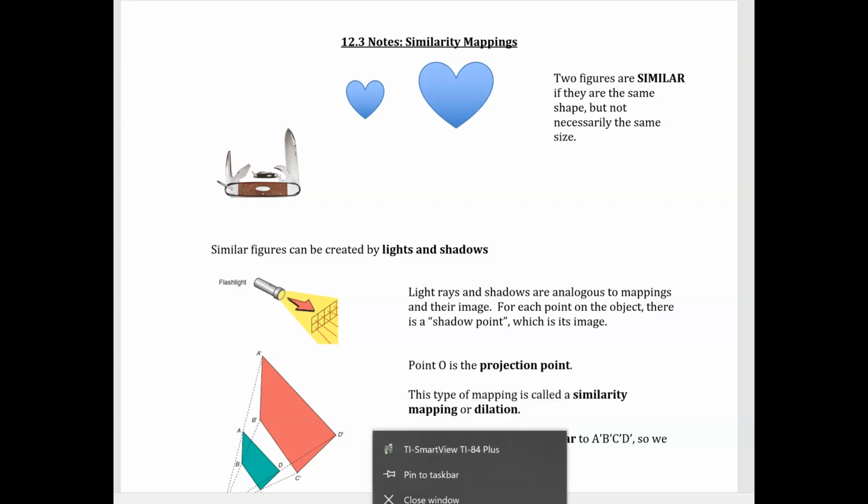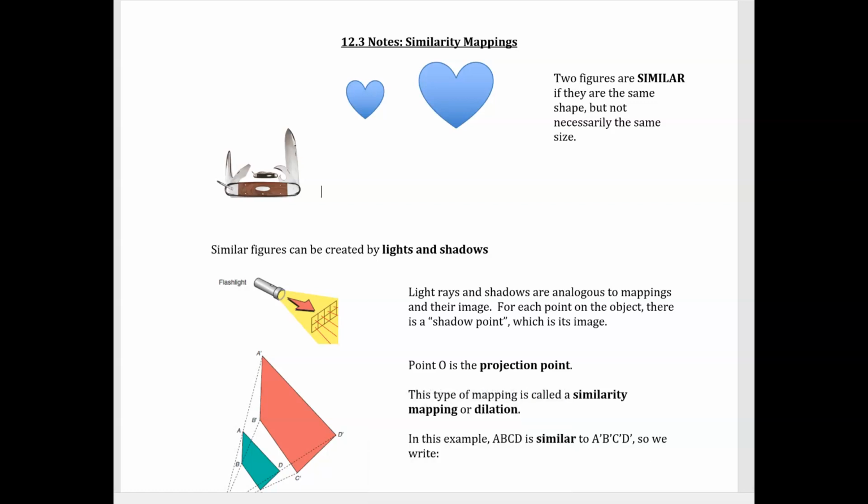Hey there, so this is a video on 12.3, which is on similarity mappings, and similar shapes are shapes that are the same shape but not necessarily the same size. So if you look at the two pictures that you can see here with the heart, we've got a smaller one and a bigger one, and those hearts are the exact same shape but just different sizes. Same with the pocket knife. That small pocket knife, it looks like those blades are tucked in, but they still look like the same knife.